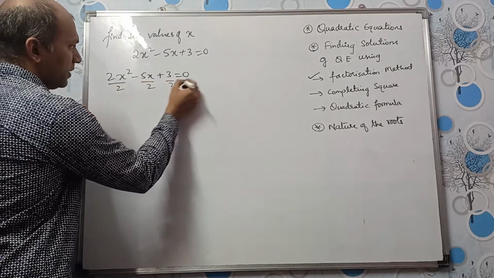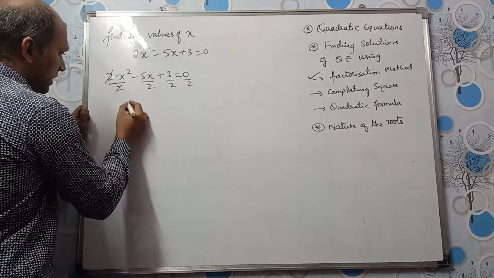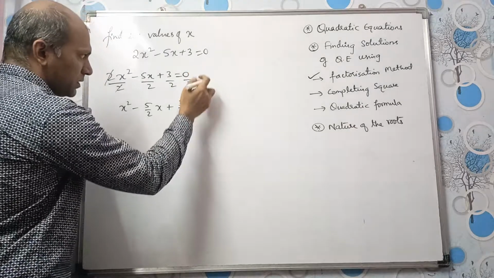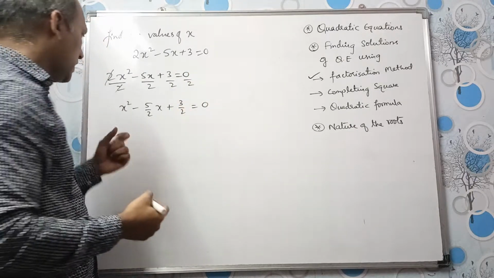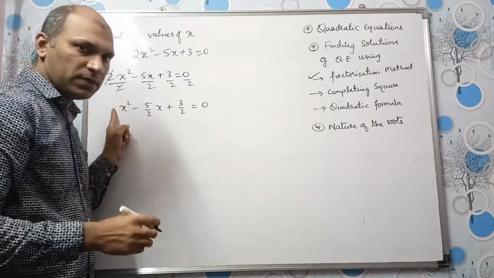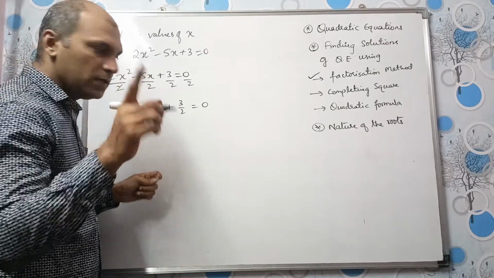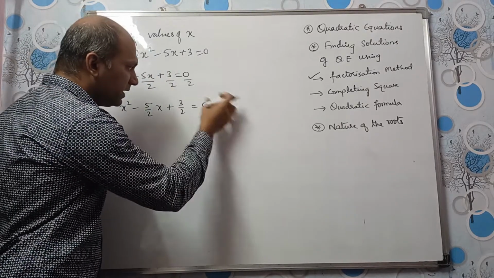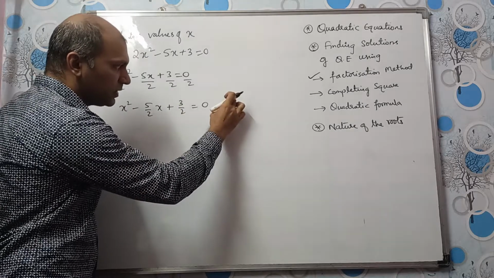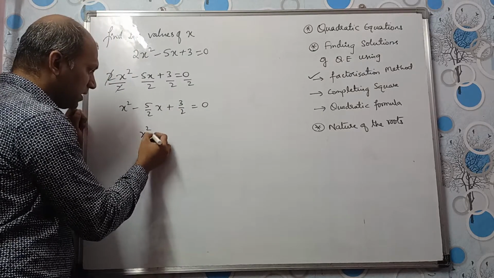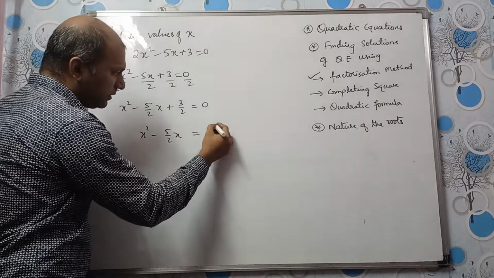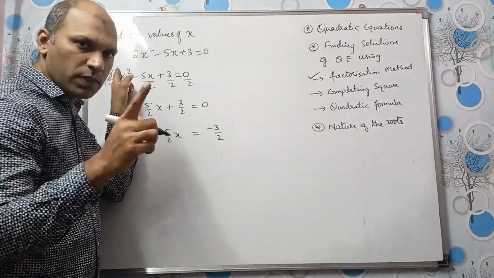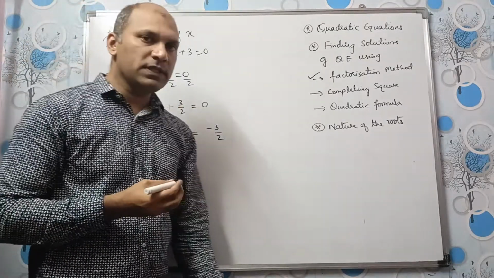Divide both sides by 2. So this will become x square minus 5 by 2x plus 3 by 2 equal to 0. 0 by 2 is how much? 0. Now the coefficient of x square has become 1. See, first step is to make the coefficient of x square 1. Next step is send constant on the other side. This plus 3 by 2 is constant. When it goes on the other side, becomes minus 3 by 2. First step is making coefficient of x square 1. Second step, sending constant on the other side.